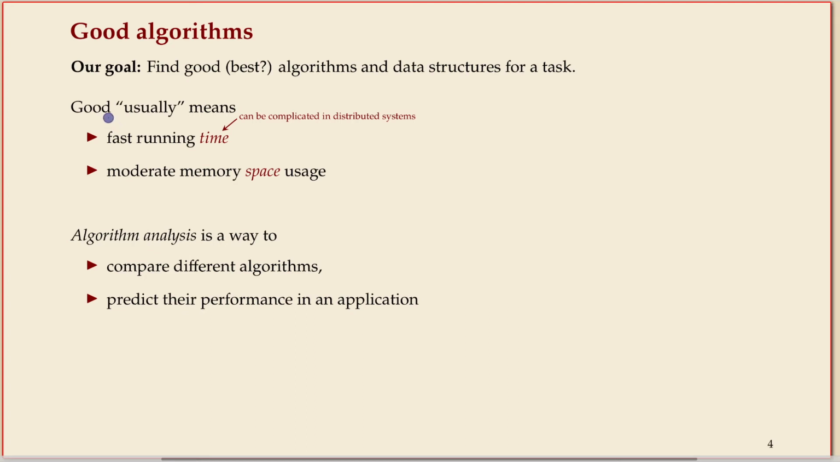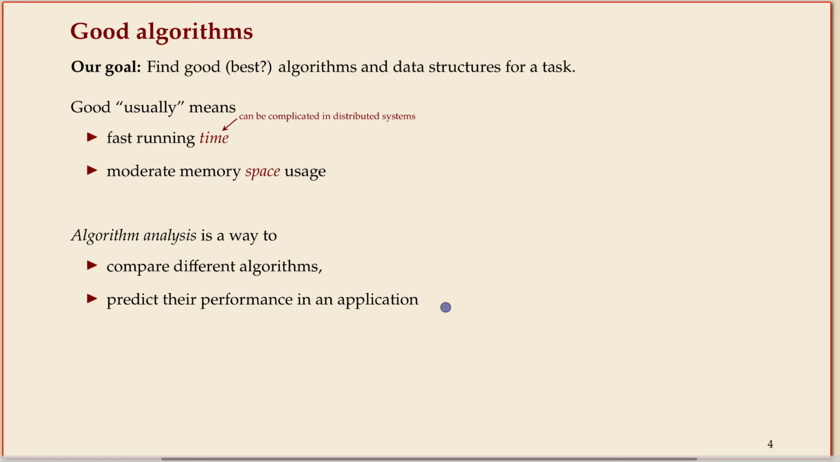And for us, suitable or good usually means that it's fast and maybe also uses not excessive amounts of space, but we'll focus mostly on the running time. That's the traditional objective in computer science. And in many cases, this is the core hurdle to overcome. And algorithm analysis is a way to compare different algorithms. So it can tell you, if you have two different algorithms, which one might be more efficient, which one might be faster, or in terms of space, which one is more space efficient.